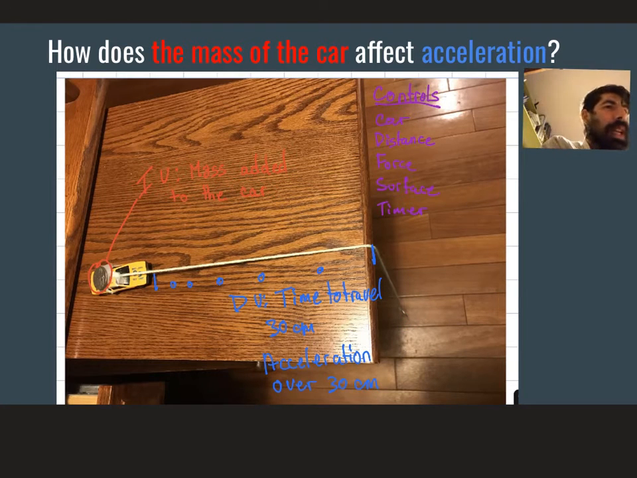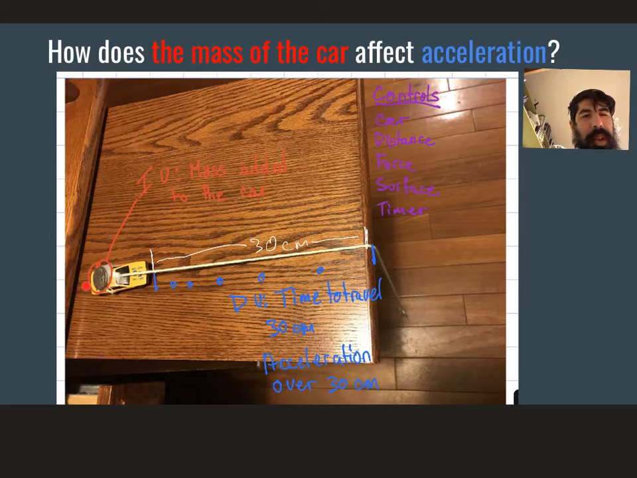That could be a washer, it could be a quarter, it could be anything. Here's what we're keeping the same. We're using the same car. We are measuring the same distance every time. In my case, I know that this distance is 30 centimeters. Always using the same force on the string. I'm going to use the same surface every time, and the same timer every time.